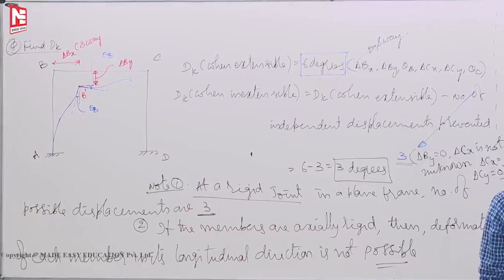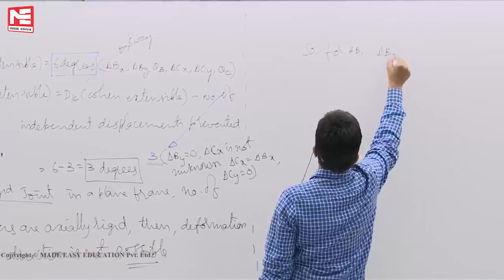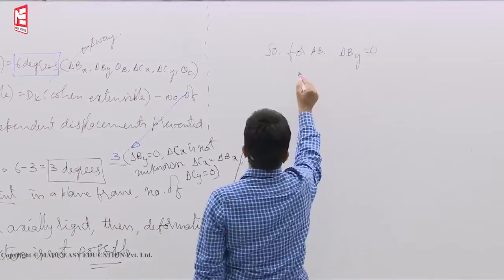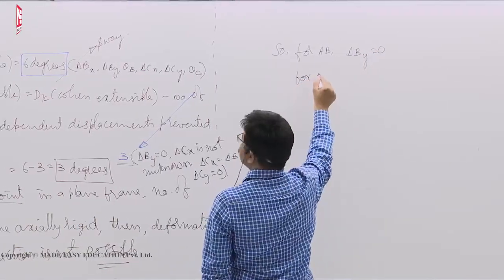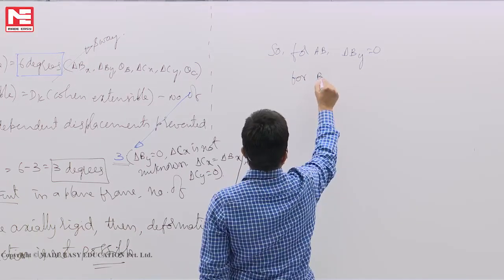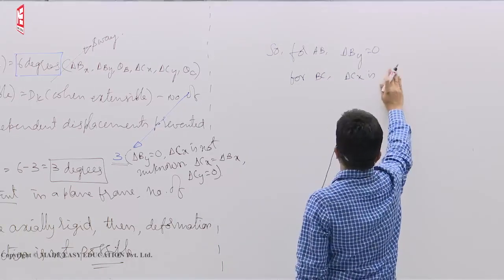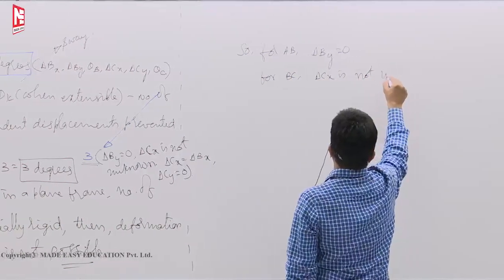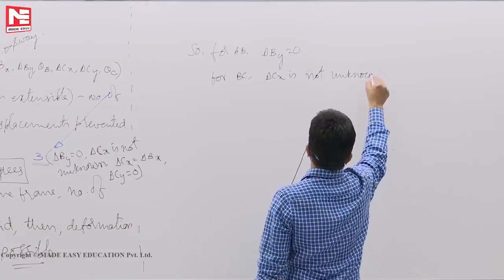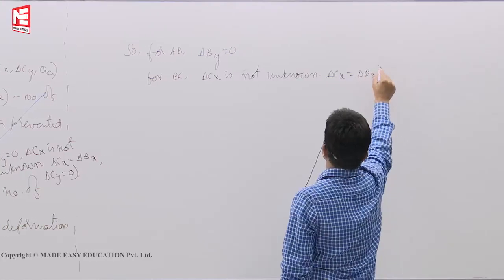So for the AB member, what is not possible? For AB, delta By is equal to 0. For BC member, delta Cx is not unknown. That means delta Cx is nothing but delta Bx.